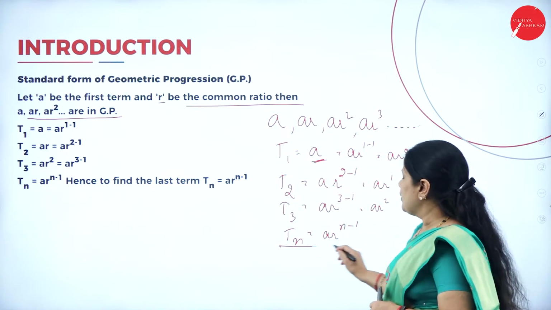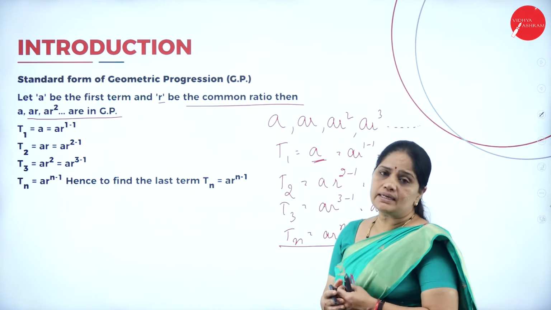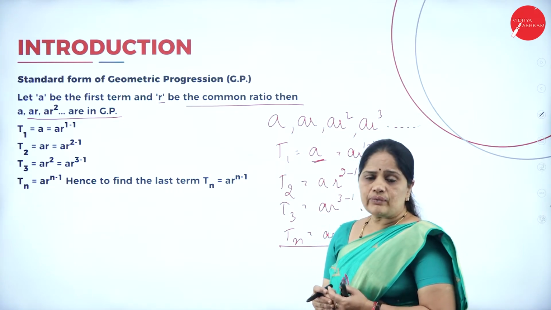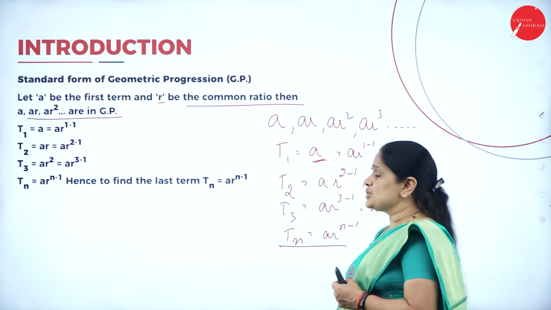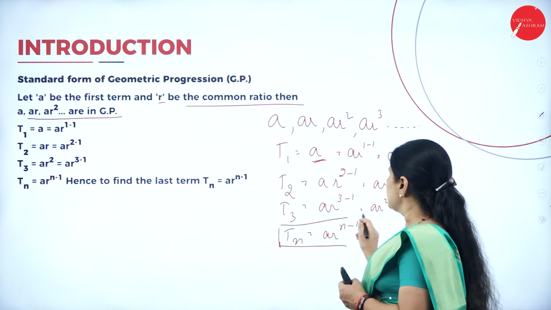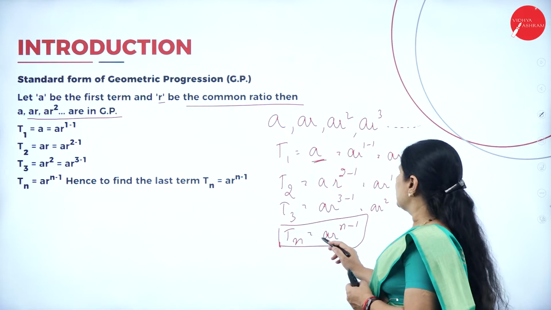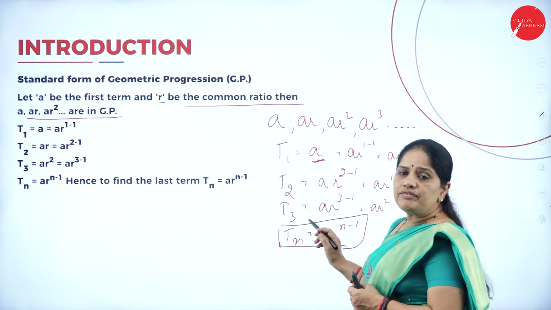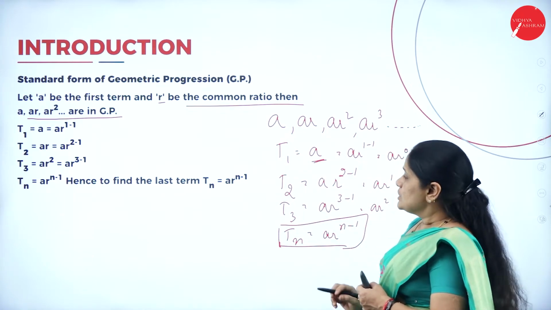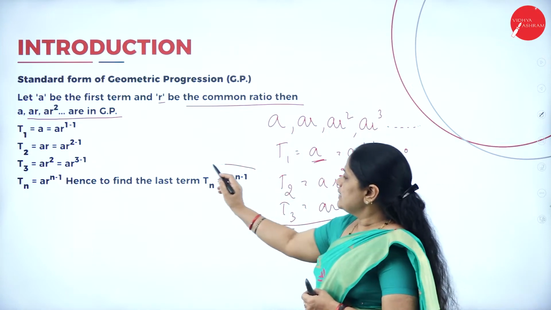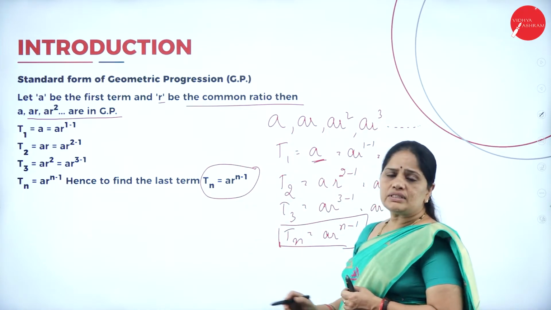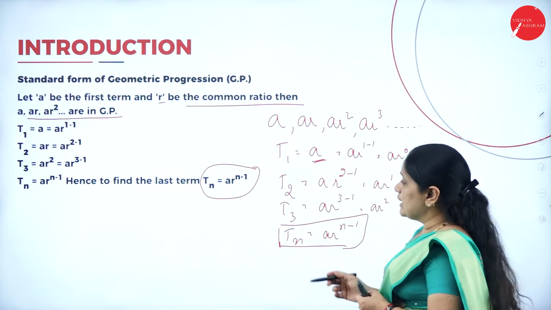So that is the Tn formula. Just like we have for the arithmetic progression, Tn equals a plus n minus 1 into d, we have the Tn formula for the geometric progression. So Tn equals a r to the power of n minus 1. This is the standard formula to find out the nth term.